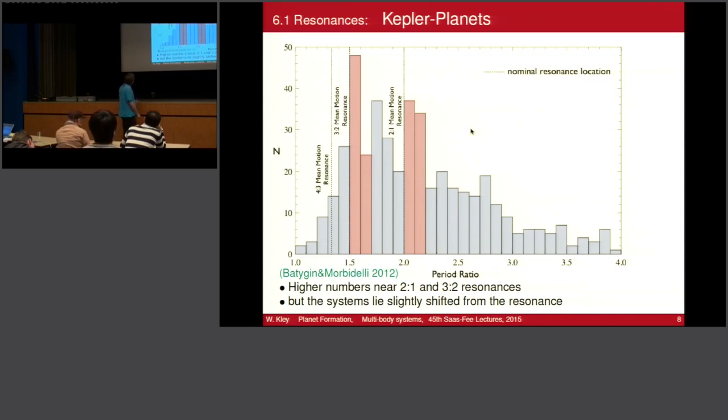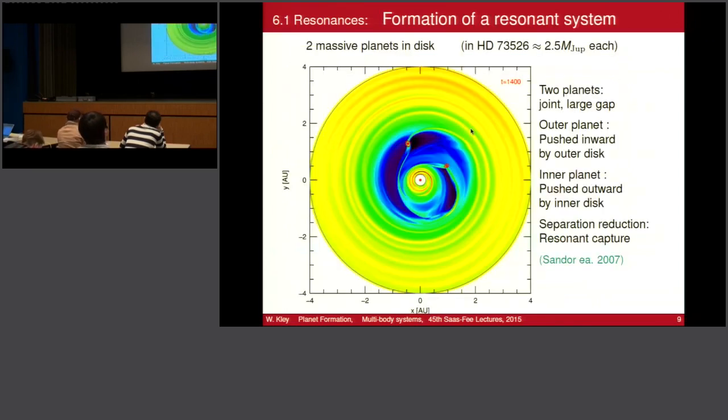Why is it so interesting to look at these resonances, and why is it expected in a sense that you have an overabundance in those locations, that it is not spread out evenly here? And for that we have to look at the origin of these resonant systems. How do you form a resonant configuration? Okay, for that we look again at the disk-planet evolution here.